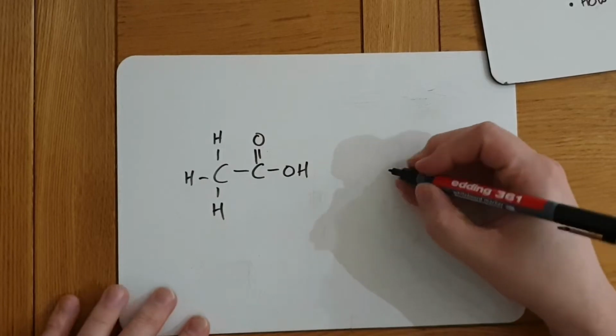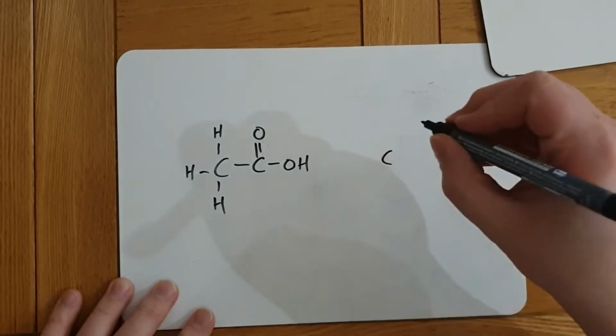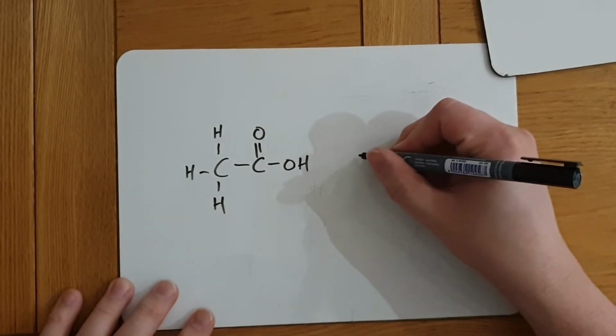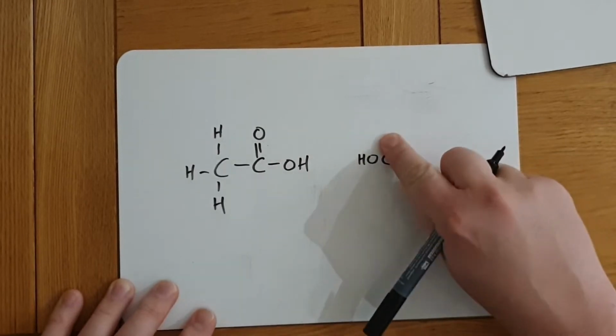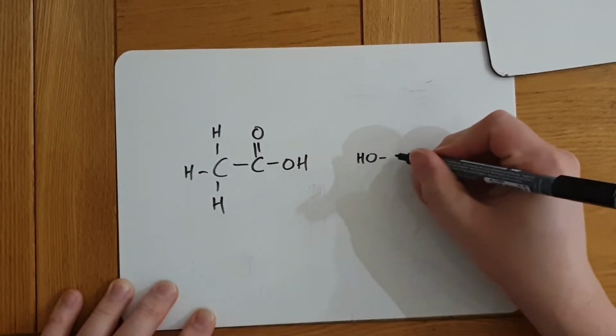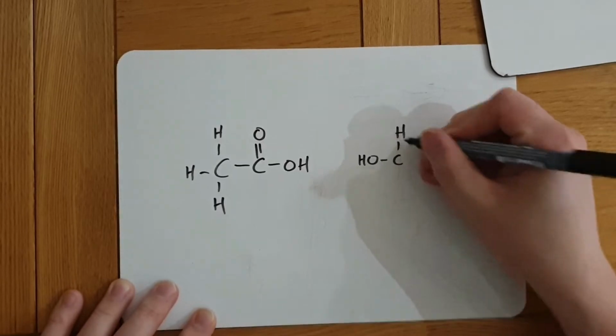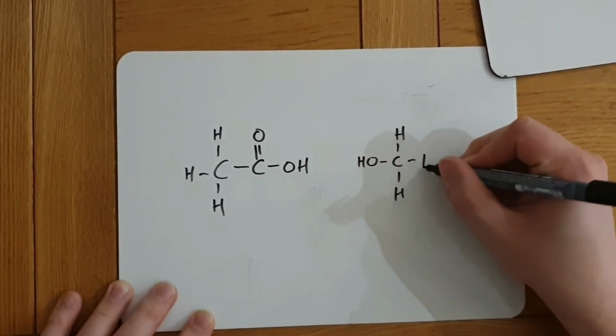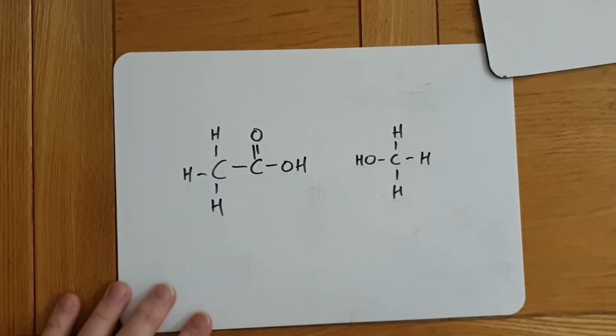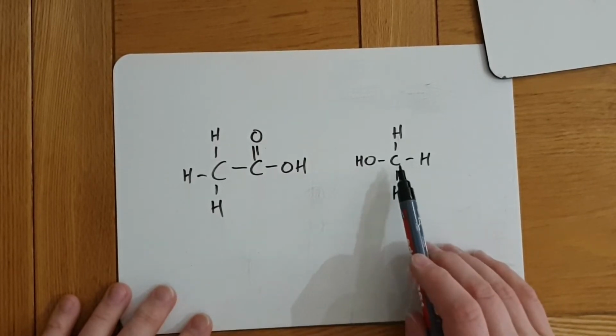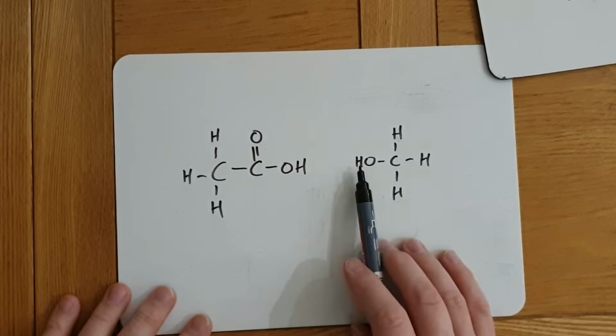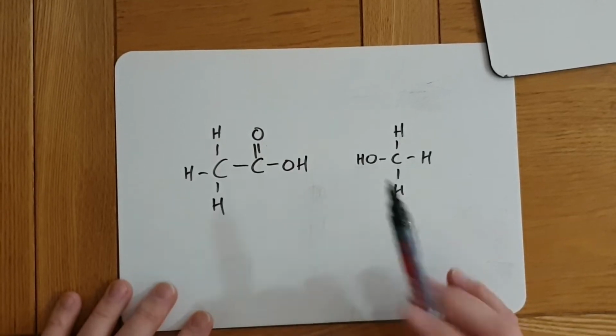And then I'm going to draw this over here. If you want to have a go at naming this, okay, you should recognise that's methanol. It's 1 carbon and it's got an OH. You might wonder why I've drawn it as HO.